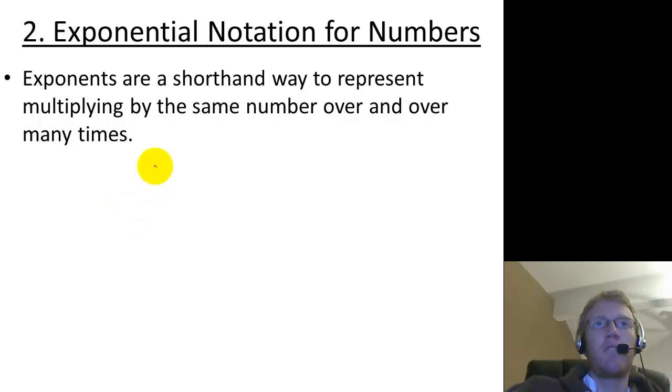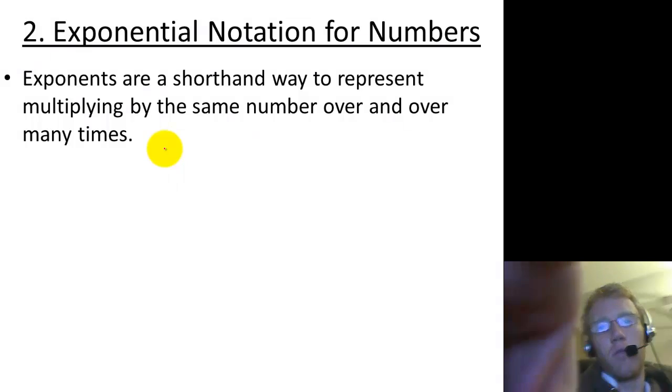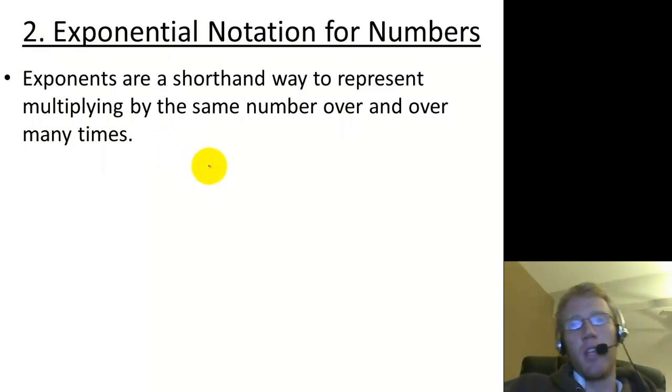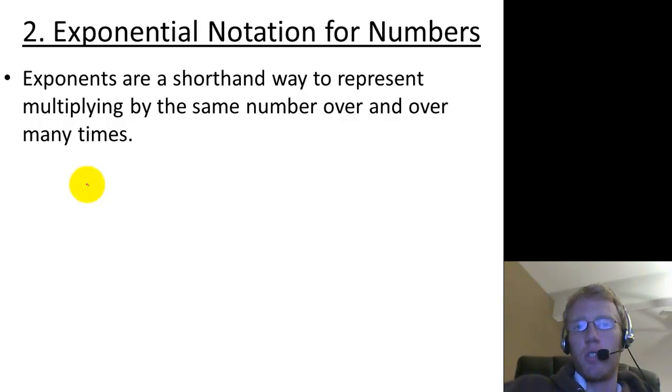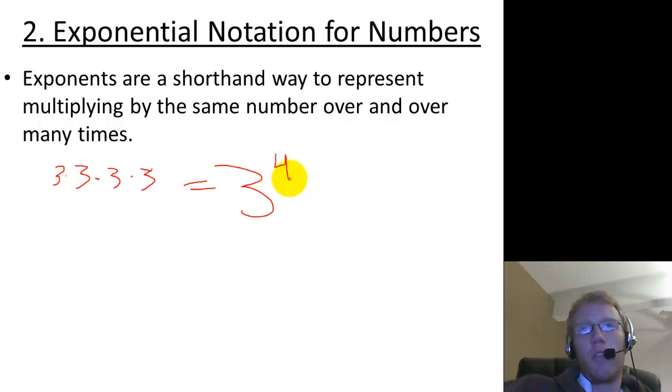So when you have something multiplied over and over and over by the same number, instead of having to write that longhand like 3 times 3 times 3 times 3 times 3, etc., you can write it using what's called exponential notation. The way that you do that is by writing the number that's being multiplied as what's called the base, and then the exponent is the number of times you multiply it. So let me first do an example, like 3 times 3 times 3 times 3. You could write that as 3 to the 4th power.